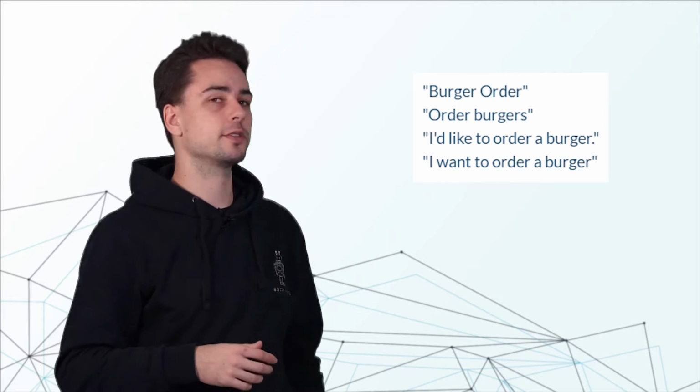Let me demonstrate this by ordering a burger. We've already got these 4 training phrases for the intent order burger. When a user enters, "I would like to order a burger," a confidence score of 0.8 is calculated. So the chatbot is 80% sure that its response from the intent "order a burger" is a correct answer.